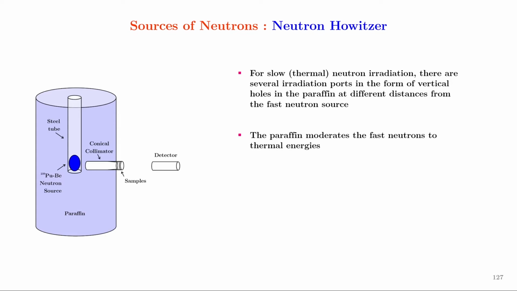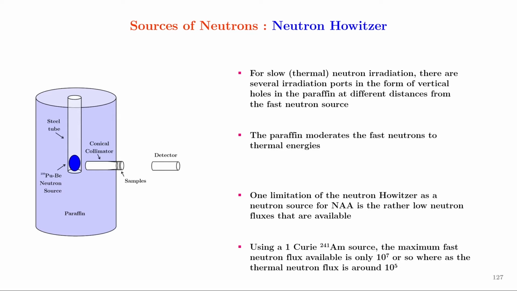For slow or thermal neutron irradiation, there are several irradiation ports in the form of vertical holes in the paraffin at different distances from the fast neutron source. The paraffin moderates the fast neutrons to thermal energies. One limitation of the neutron howitzer as a neutron source for NAA is the rather low neutron fluxes that are available. Using a 1 Curie americium-241 source, the maximum fast neutron flux available is only 10^7 or so, whereas the thermal neutron flux is around 10^5.